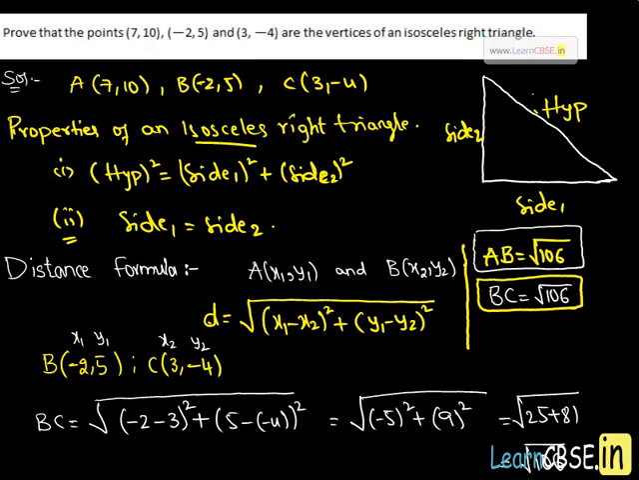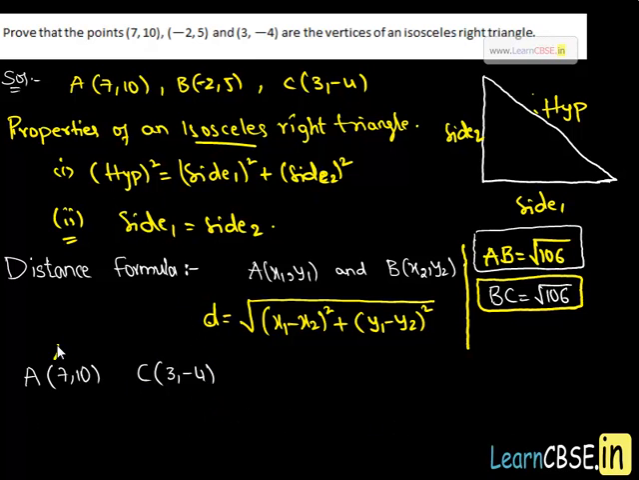Similarly, let us find the length of side AC using the distance formula. In this case, x1 is 7 and y1 is 10 and x2 is 3 and y2 is -4. Therefore, the distance between A and C is under root the difference between x coordinates whole square, that is (7 minus 3) whole square, plus the difference between y coordinates whole square, (10 minus of -4).